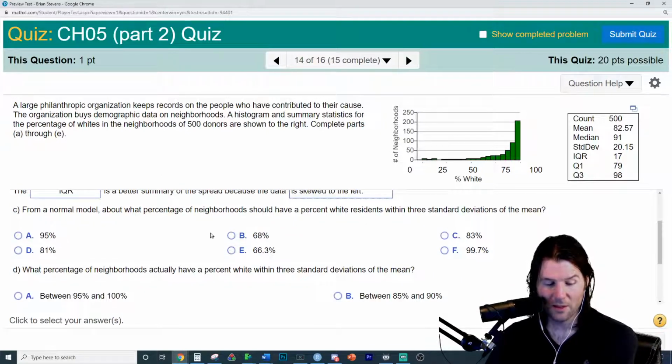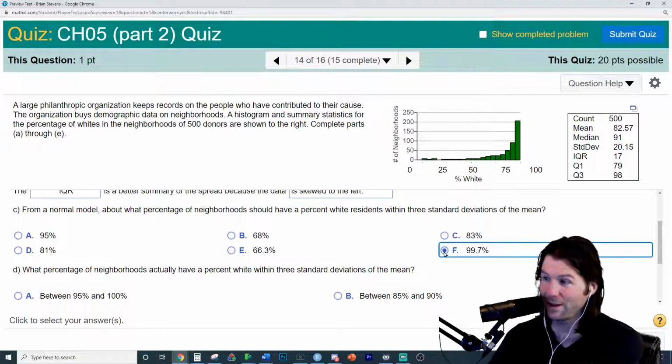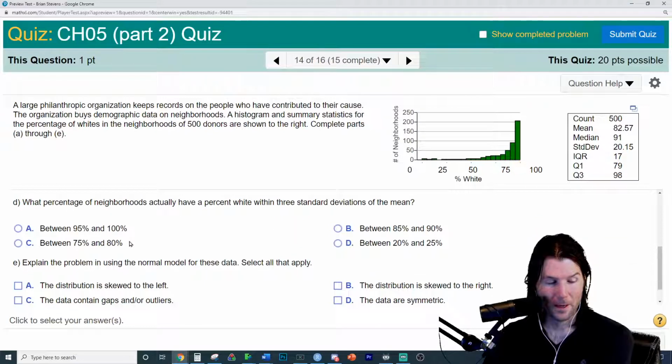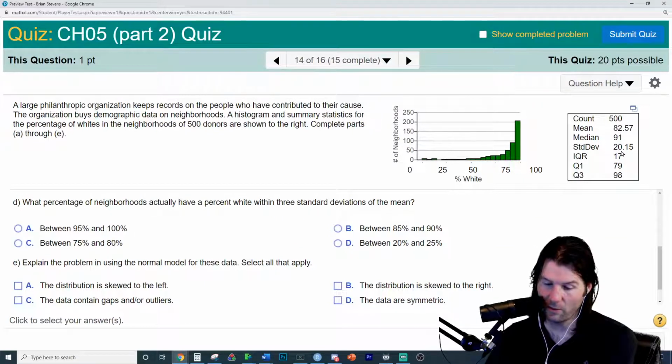From a normal model, what percent of neighborhoods should have a percent white residents within 3 standard deviations? Okay, so 68, 95, 99.7. It says from a normal model, so assuming that's true. What percent of adult neighborhoods actually have a percent within 3 standard deviations? Okay, so what's the standard deviation? 20-ish. And then 82. So if you go from 80 down 3 standard deviations, that'd be down to 20. And it looks like we're missing some.